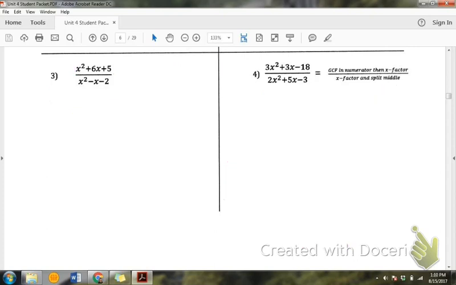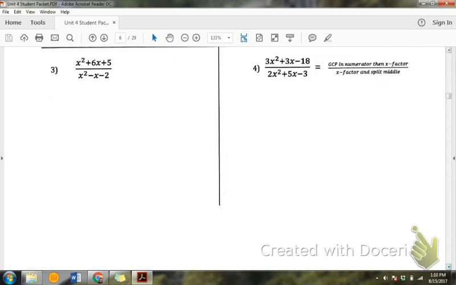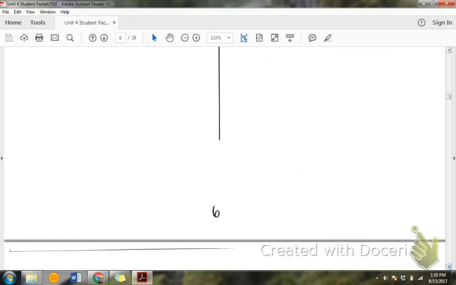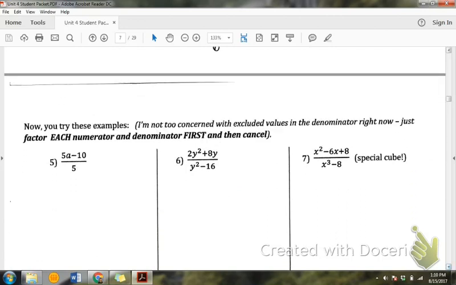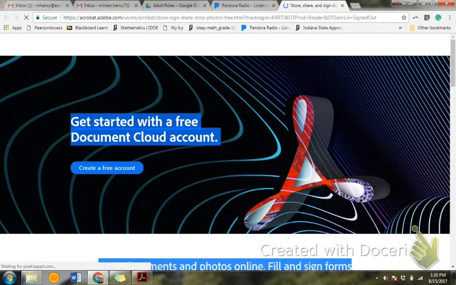All right, let's go to the next page. Let's do a couple more examples. Why don't you try number 5 on your own? What do you mean by excluded values? We don't have to worry about the excluded values right now.